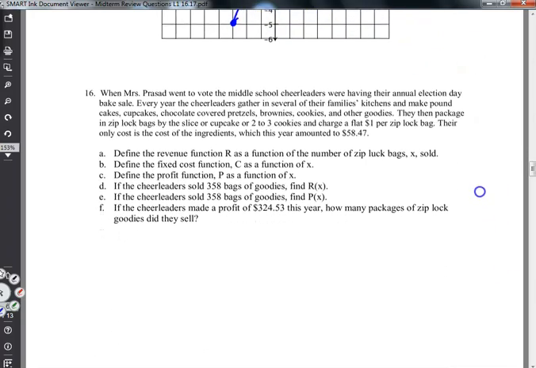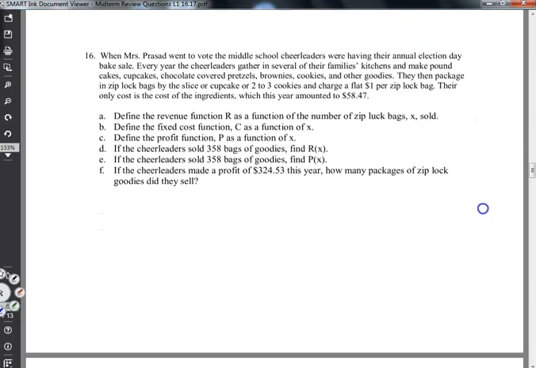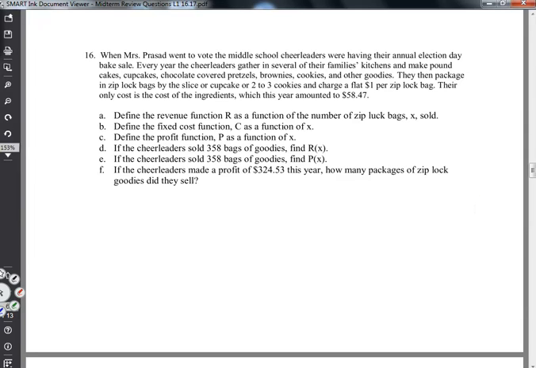Last one I'll do on this set of videos. I've had a lot of questions on this in class. It's actually just not worded very well. It's actually very simple and very straightforward once you understand what's asking you. So define the revenue function as a function of number of Ziploc bags sold. So for a Ziploc bag, I sell it for $1 per Ziploc bag. So it's just asking your revenue. How much are you making if that's what you do?